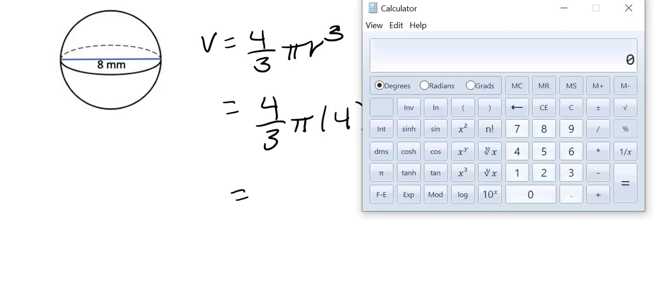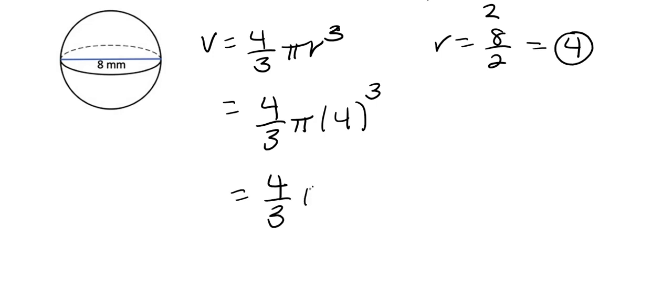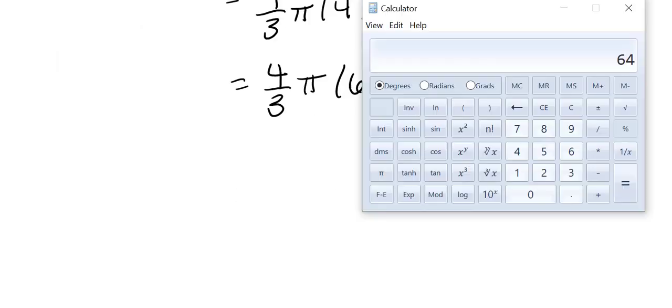So we'll get our calculator out. We have 4 and then this third power, so we're going to deal with the exponent first, and that is 64. Now we have 4 divided by 3, which is 1.33 going on forever. Then we multiply it times pi, then times 64. And what do we get? We get 268.08.